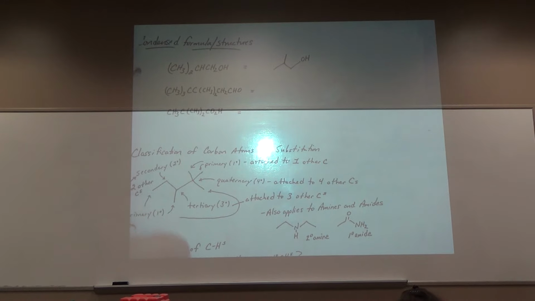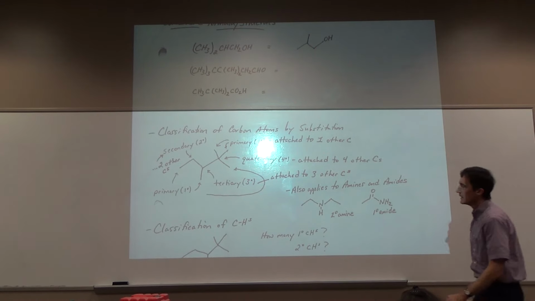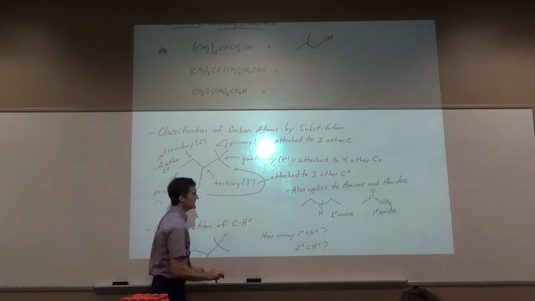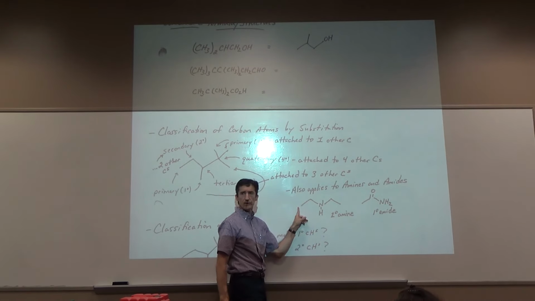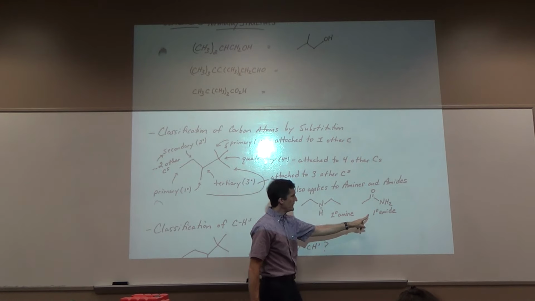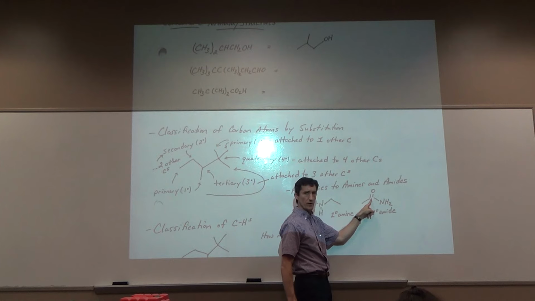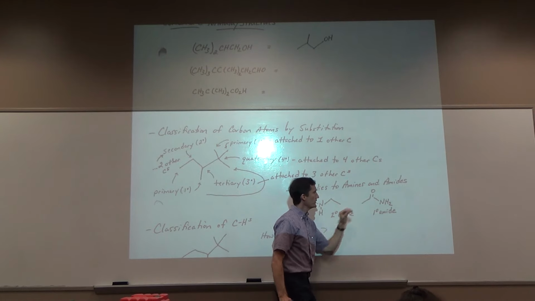Classification of carbons. This is no different than when we did secondary amines or primary amides. This is a secondary amine, right? Nitrogen bonded to 2 carbons. The primary amide, because the nitrogen is bonded to 1 carbon. Okay? We've really already done that.